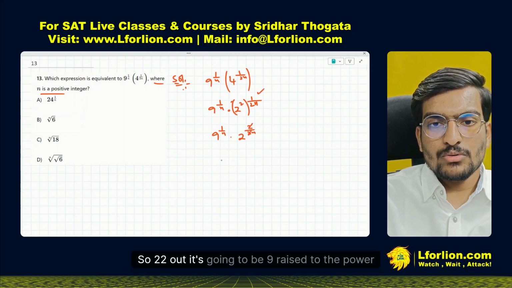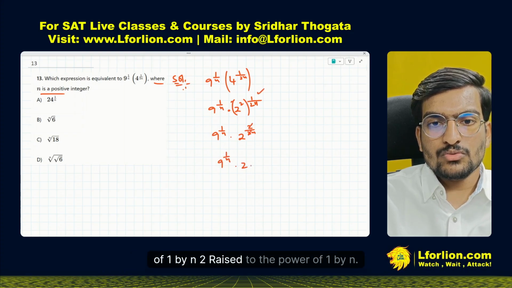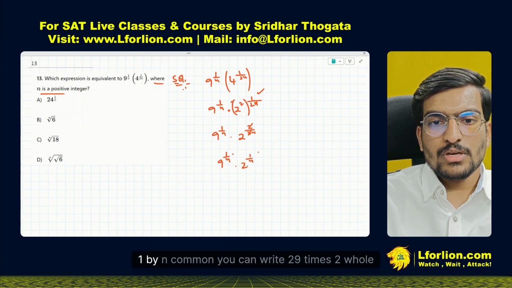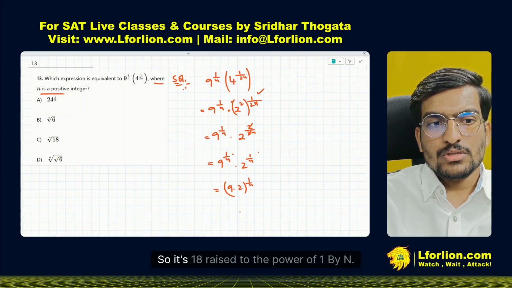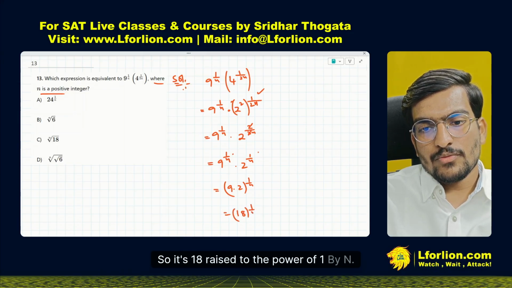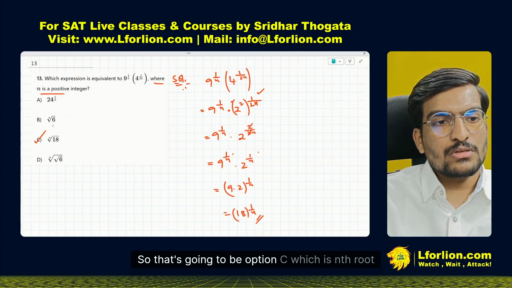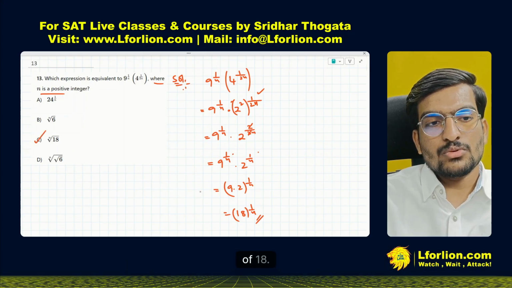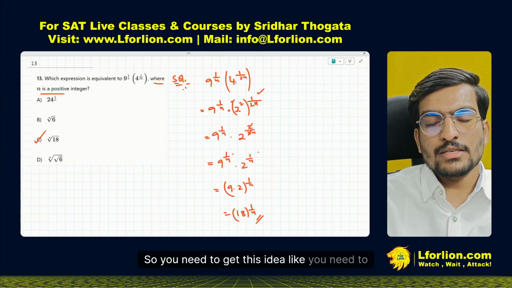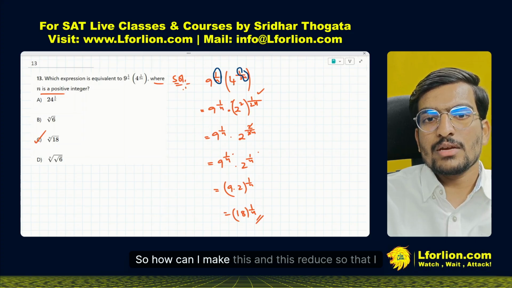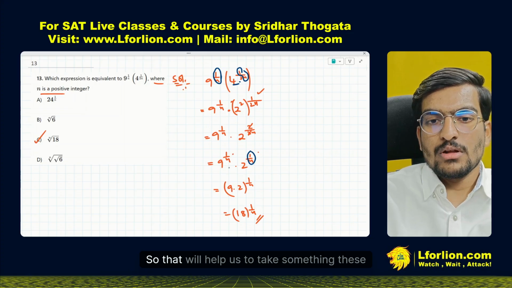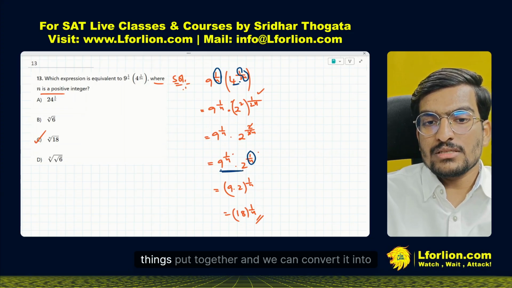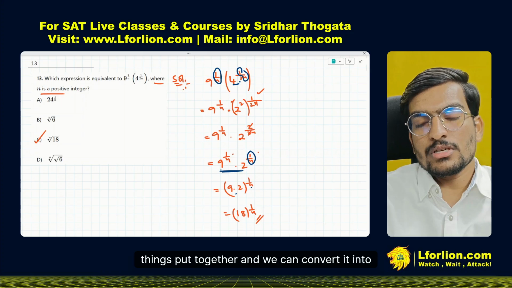So the 2 cancels out, and it's going to be 9 raised to the power of 1 by n, 2 raised to the power of 1 by n. So 1 by n is common, you can write 9 times 2, whole raised to the power of 1 by n. So it's 18 raised to the power of 1 by n. So that's going to be option C, which is the nth root of 18. You need to get this idea: you need to understand that 1 by n is in the power. So how can I make these reduce so that I can get 1 by n? That will help us put these things together and convert it into a solution.